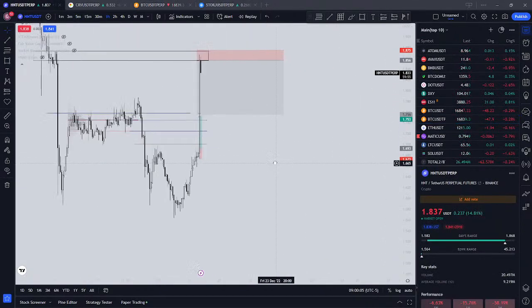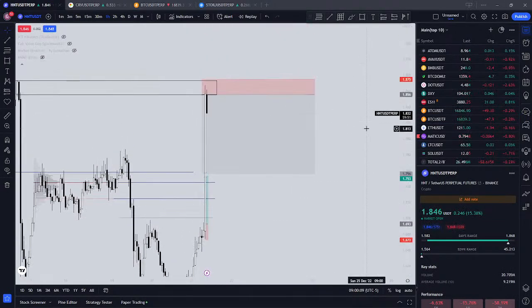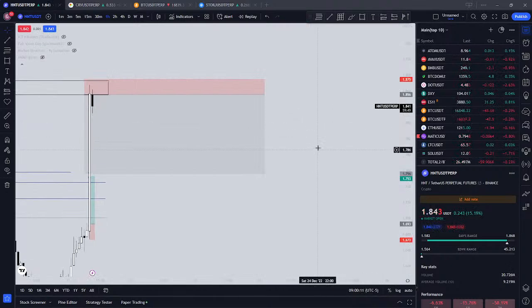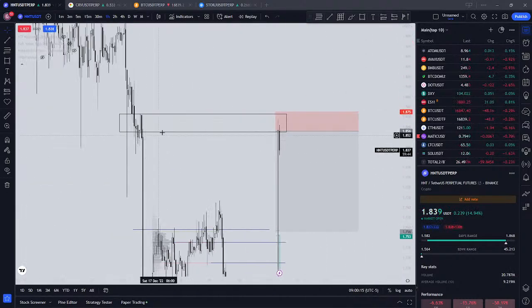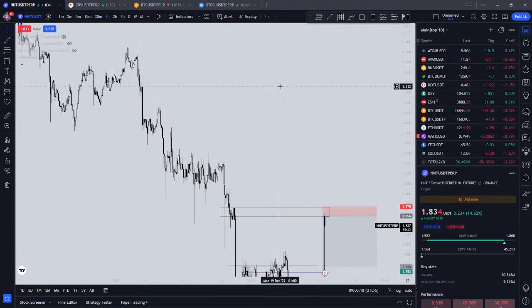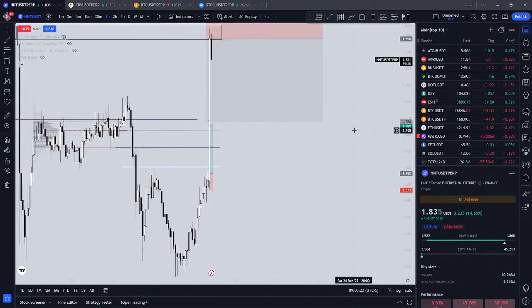But yeah, I wouldn't. Jeez. Okay, let's see how this plays out. Maybe it'll just keep going to the moon. But it's a bit overextended in my opinion. It has to have some sort of consolidation, but you never know with these lower volume type coins.